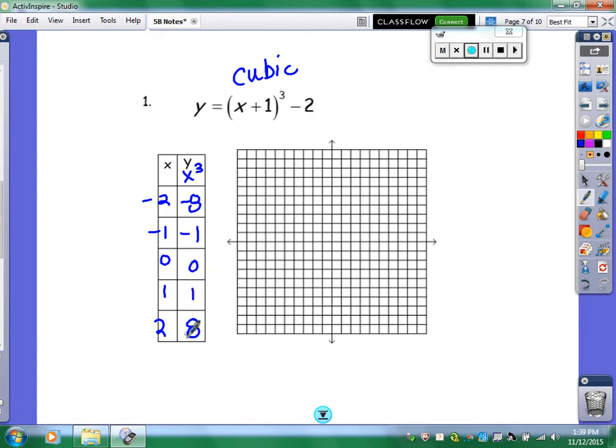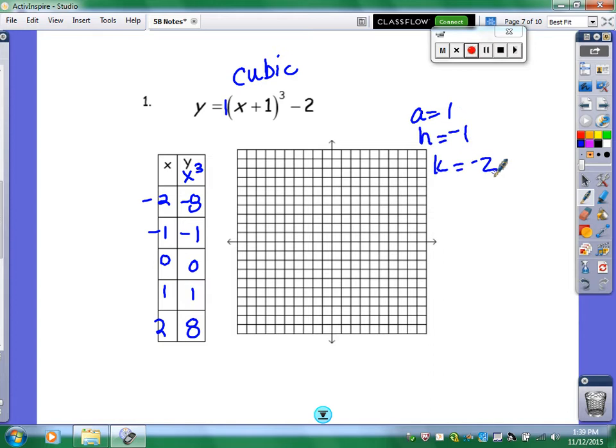All right, so that following pattern is going to exist for any cubic. Now, like with all of our graphs, a, h, and k are always going to do the same thing they did when we did it with quadratics, with linear, and when we used the transformations for absolute values. Here my a is 1, my h is negative 1, and my k is negative 2.